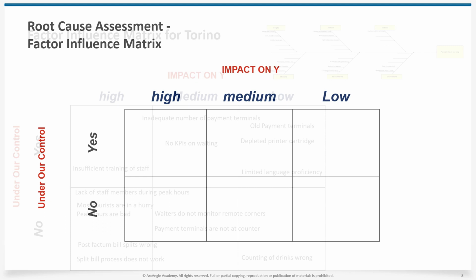However, it is also crucial to pay attention to root causes that have a high or medium impact, but are categorized as no under our control. Although we may not have direct control over these factors, they still have a significant impact on the target metric. This indicates the need for a deeper analysis using the 5 whys technique to understand the underlying causes and explore potential indirect solutions or mitigations. By utilizing the root cause assessment factor influence matrix, we can prioritize our efforts and resources towards the root causes that have a high impact on the target metric and are under our control.